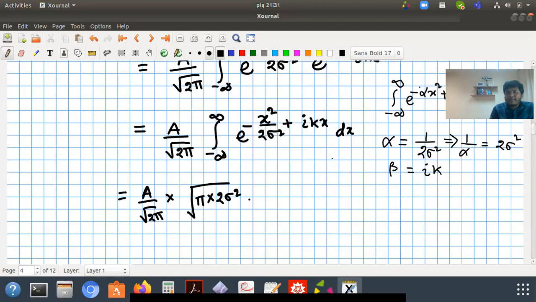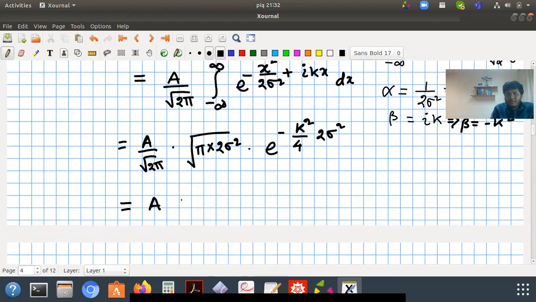Okay, and then no, it is not x. This is dot, and then it will be e to the power b square. B is i k, so b square will be minus k square, and take 4 here, and 1 by alpha 2 sigma square. So it will be a into sigma e to the power minus k square by 2 sigma square. Whenever we do the Fourier transform of any Gaussian function, it will remain Gaussian.